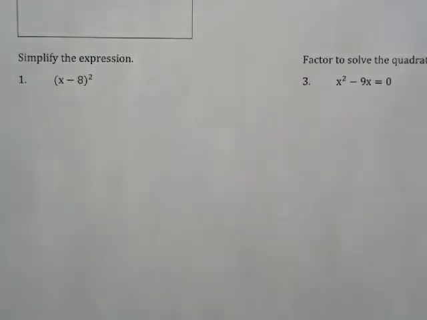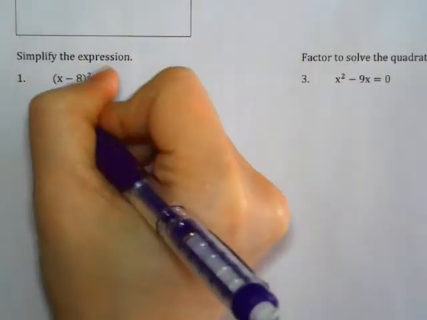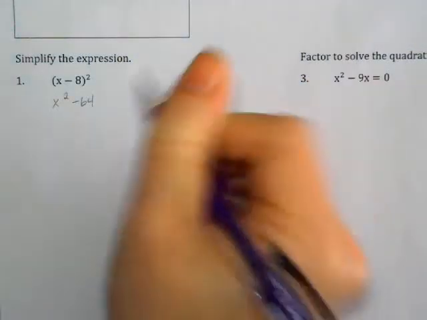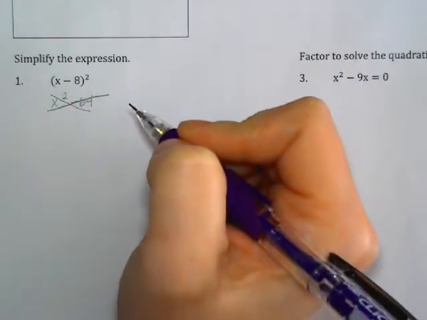All right, so second semester, final review. Pay close attention, please. Number 1, simplify the expression. So, first of all, let me tell you, don't write this part down. This is not x squared minus 64. Can anybody tell me why that is not x squared minus 64?